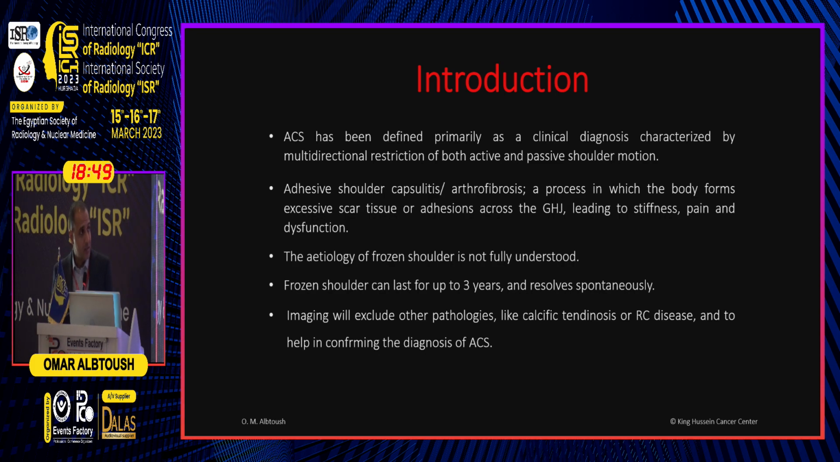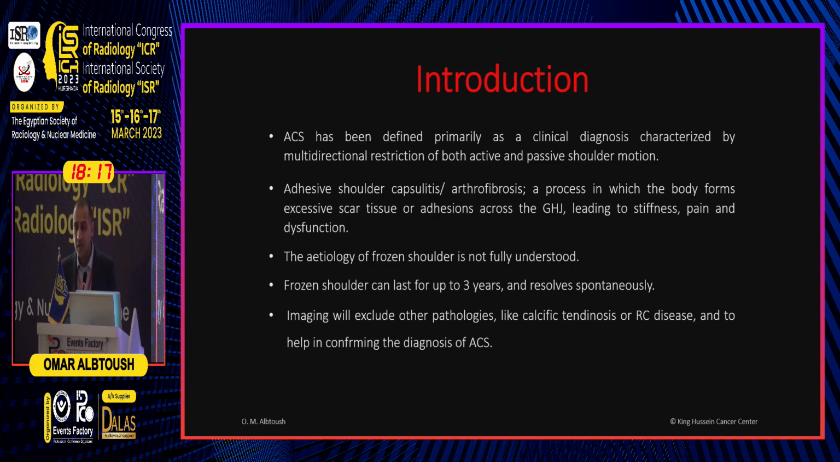Adhesive capsulitis, another name for it is arthrofibrosis, a process in which the body forms excessive scar tissue or adhesions across the glenohumeral joint. Etiology is not fully understood. In fact, there are several factors. For example, it's worth mentioning that it can last for 3 days and then spontaneously resolve by itself. And medications mostly used are NSAIDs, painkillers, and also steroids.